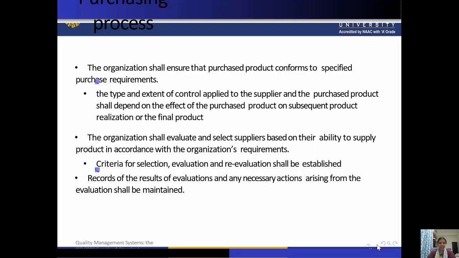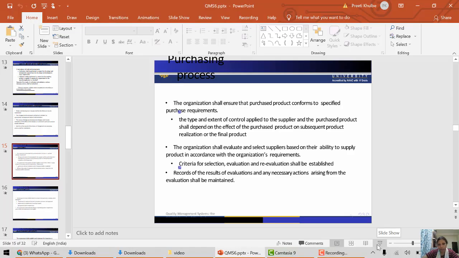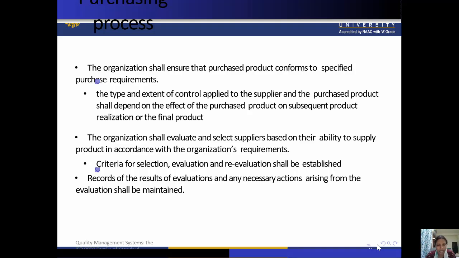So next thing, in today's video, we are going to discuss the purchasing process. So purchasing process: the organization shall ensure that the purchased product conforms to specified purchase requirements. Okay, so what is this? The type and extent of control applied to the supplier and the purchased product shall be dependent on the effect of the purchased product on subsequent product realization or the final product.